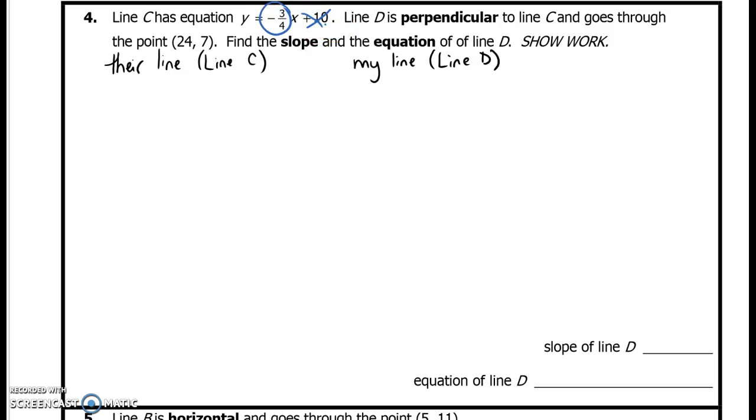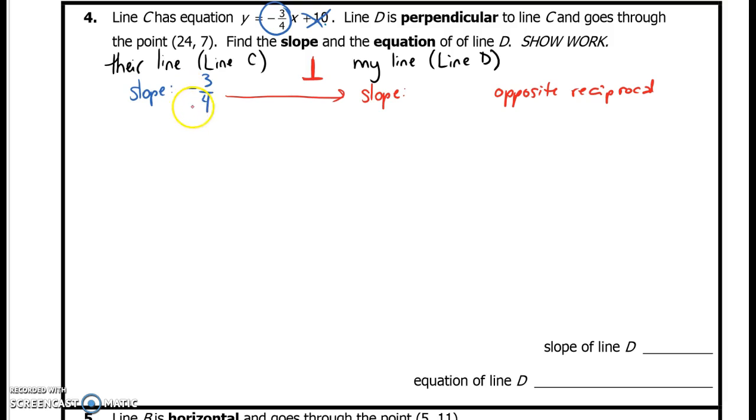Their line has a slope of -3/4. That's really all I need from the given equation, because then I can find out something about my line. In order to be perpendicular to theirs, my slope needs to be different. Specifically, it needs to be an opposite reciprocal to their slope. Sometimes I just use the phrase flip and switch. I need to flip the fraction and switch the sign.